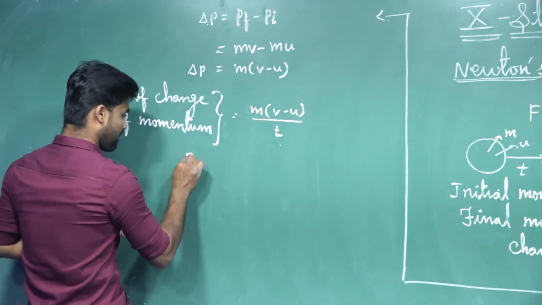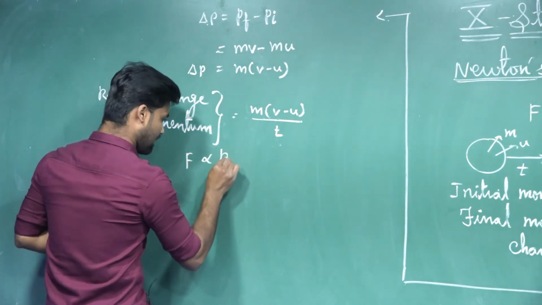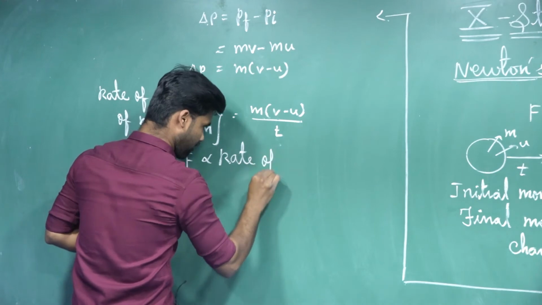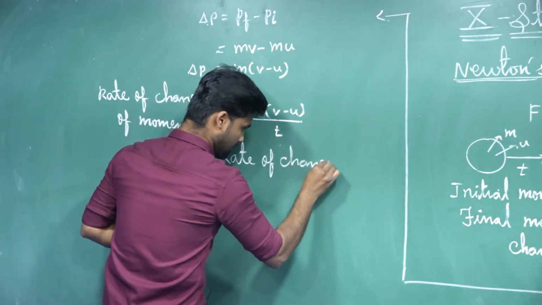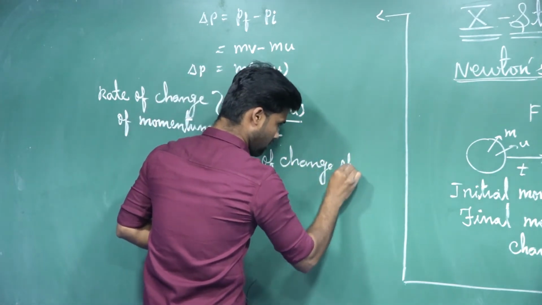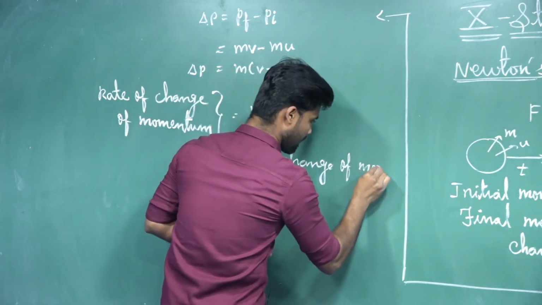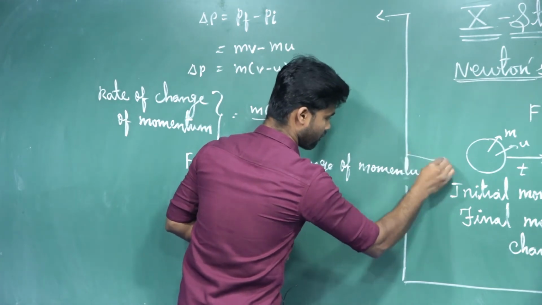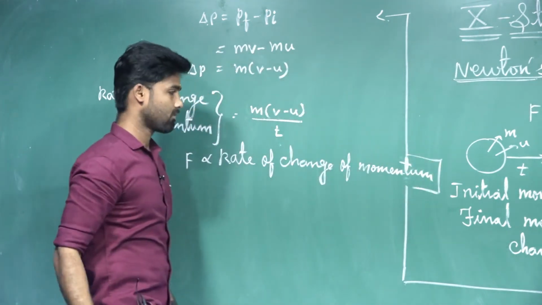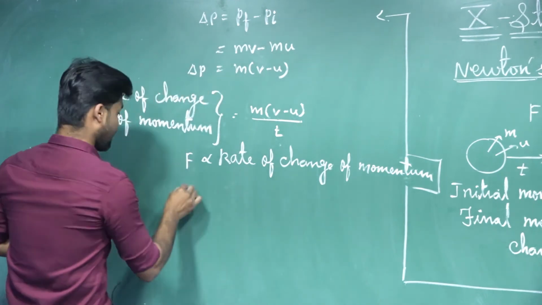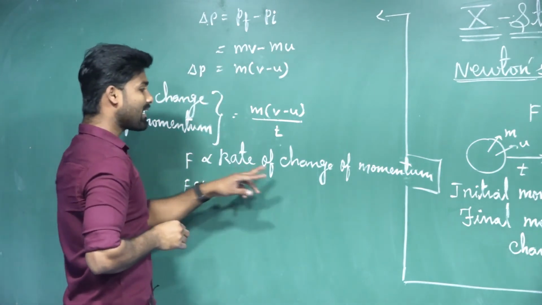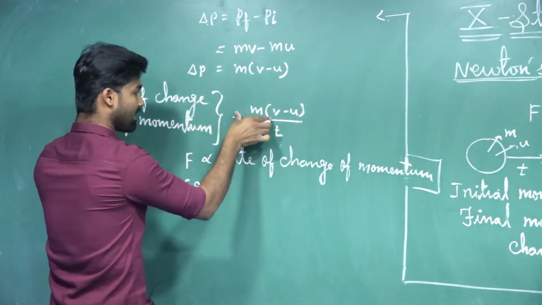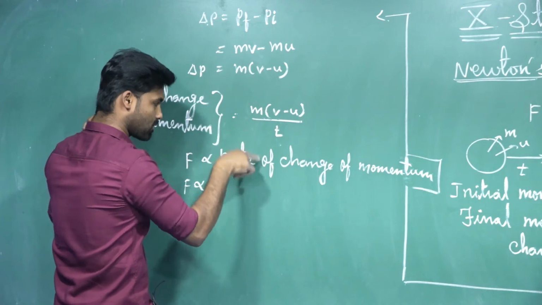So F is directly proportional to the rate of change of momentum. We already found the rate of change of momentum here. Take that formula and substitute it here.